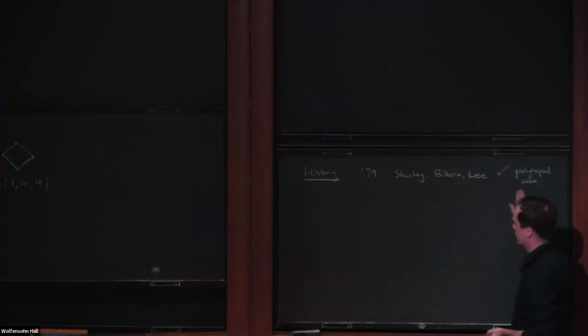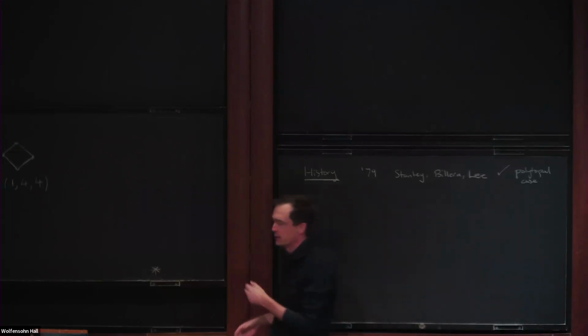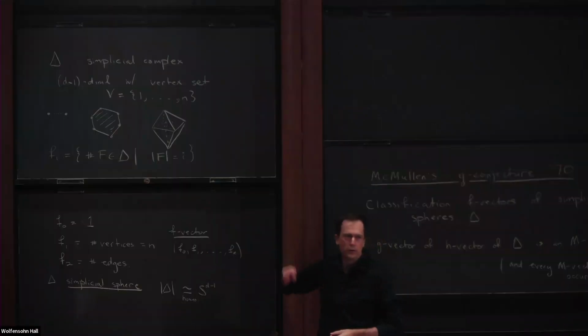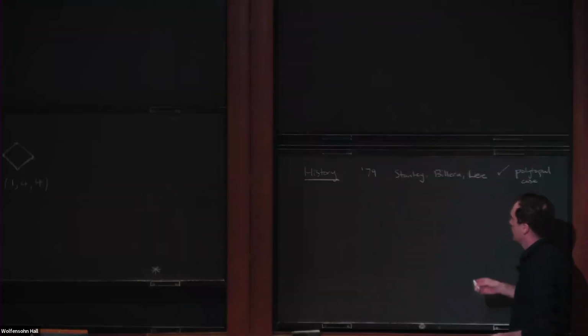But unfortunately, when D is 4 or bigger, Kalle proved that if you fix D and you let n, the number of vertices, go to infinity, then the proportion of simplicial spheres which are polytopic actually goes to 0. So in general, it's a small proportion of all spheres. Now, this was one of the big results in combinatorics last century.